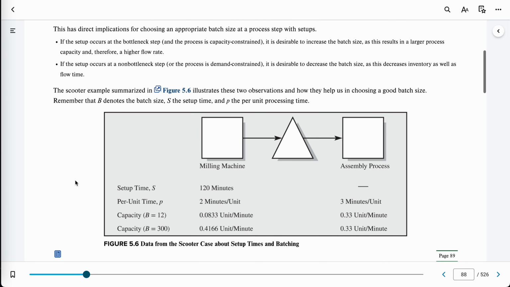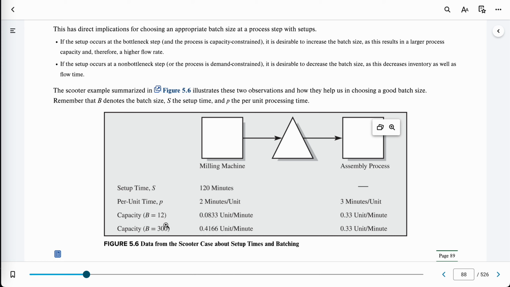So let's take this example here, right? For the milling machine, we have a setup time of 120 minutes. It takes 2 minutes per unit. Why 2 minutes? Because 1 minute to make the steer support and 1 minute to make a pair of ribs. And then you have the assembly process, where the per unit time is 3 minutes per unit to assemble them together, right? So that's the assembly process and then the milling machine process, and we have an inventory buffer in between. So what is the optimal batch size for this?